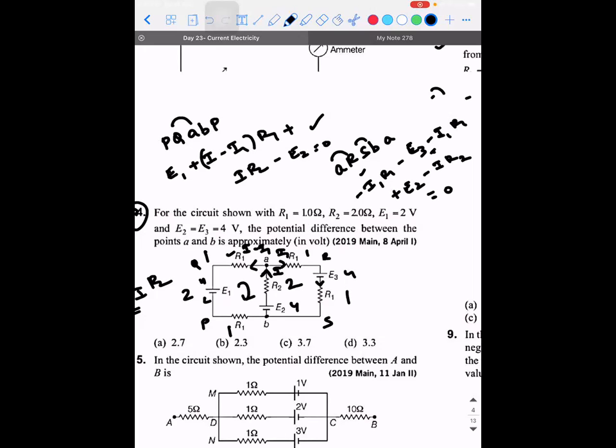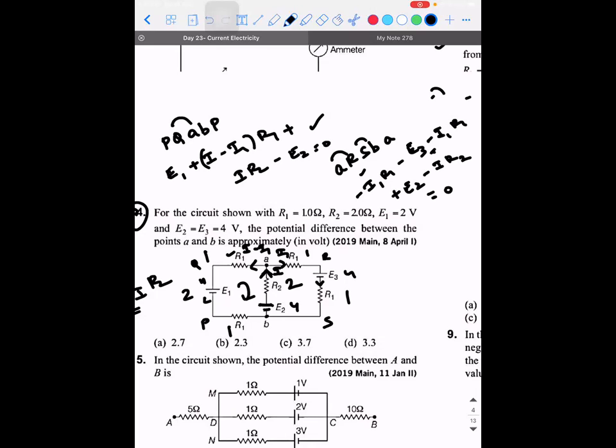It is E2 minus I into R2. It is like discharging. If you see, current in this battery is going away from the positive terminal, so it is getting discharged. So during discharge, potential difference is equal to EMF minus I into internal resistance.